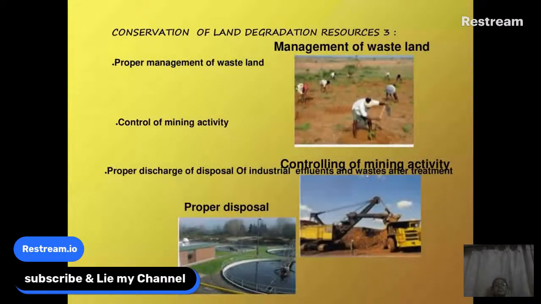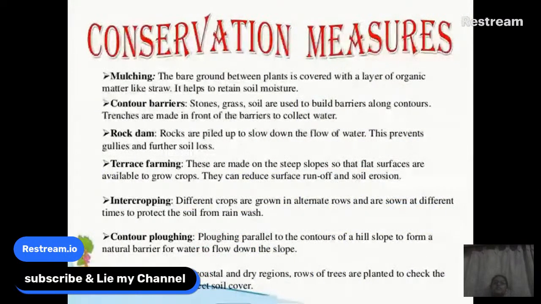Conservation of land resource number 3 is the proper management of wasteland. Second is the control of mining activity. I have already told you what mining activity is and how we control it. And the proper disposal of industrial effluents and waste after treatment. Next are the conservation methods.